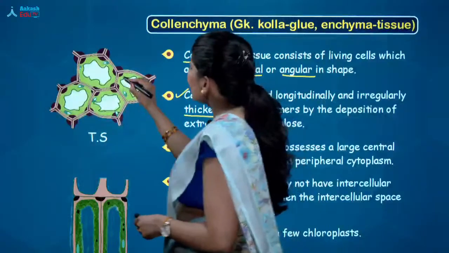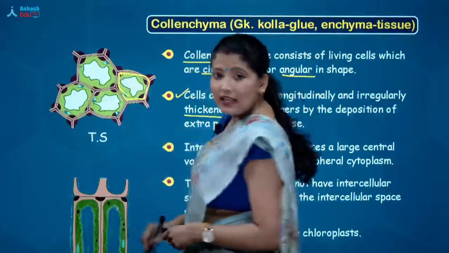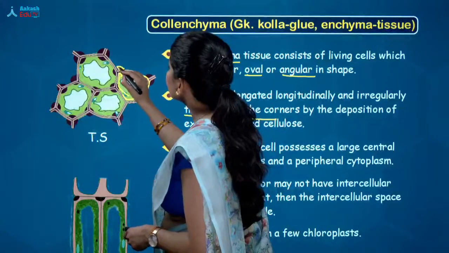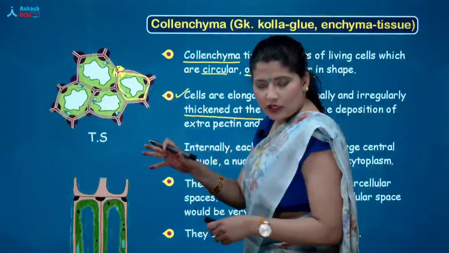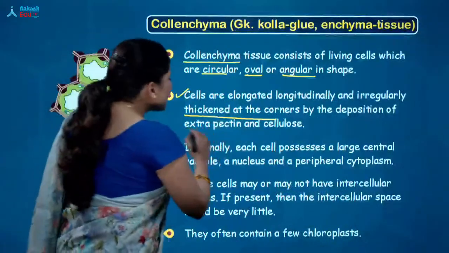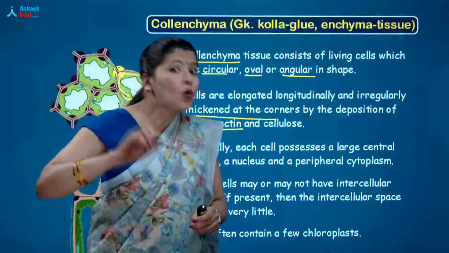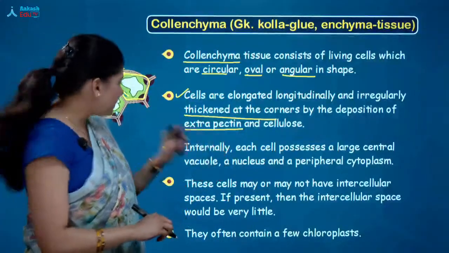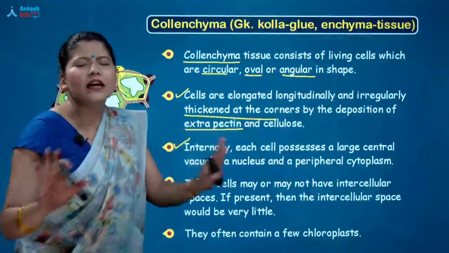Well, what does this mean? It means अगर ये मेरी एक cell है, yes, here it is, one cell. So you will notice कि at the corners of the cell, these are the corners, right? At the corners you will see the deposition. ठीक है, वहाँ पर क्या है? Cell wall में deposition है. Now deposition of what? It is the extra pectin and cellulose. Plant cell है, cellulose तो होगा ही होगा, but apart from cellulose और क्या होगा वहाँ पर? Pectin भी होगा, right?